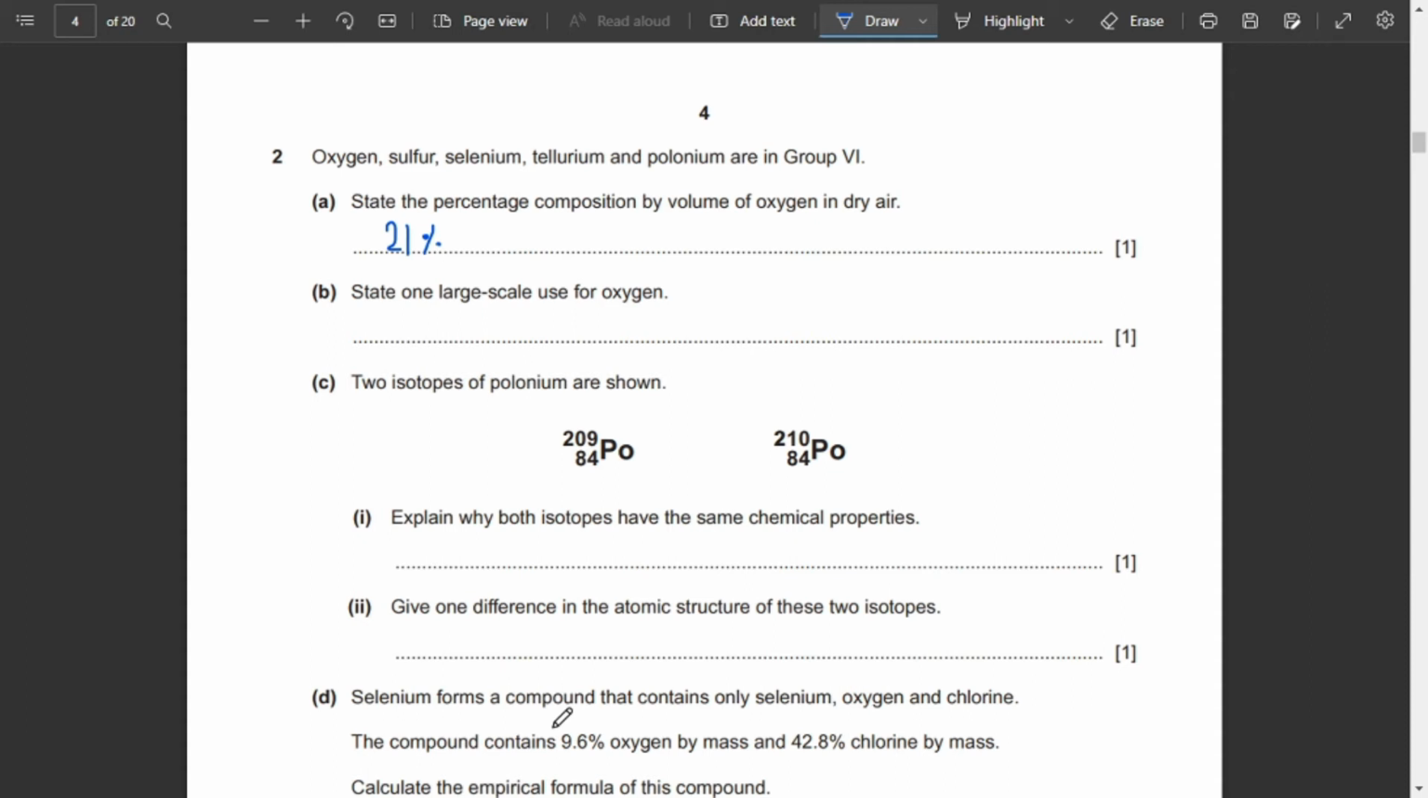Then moving on to part 2, give one difference in the atomic structure of these two isotopes. Here we were talking about the electronic structure, and now we are going to talk about the atomic structure. If we look at the atomic structure, 84 and 209, the neutrons are different, the protons are the same, but neutrons are different and electrons are the same, since I just told you about the electronic structure over here. That gives them the same chemical properties. However, the neutron numbers are different. That means their atomic structure is also going to be different in such a way that this one, polonium PO210, has one more neutron in it.